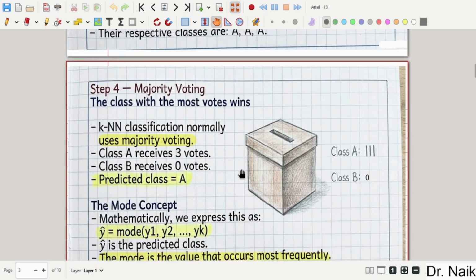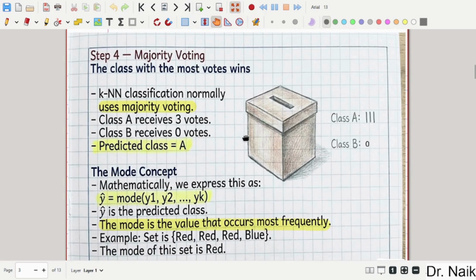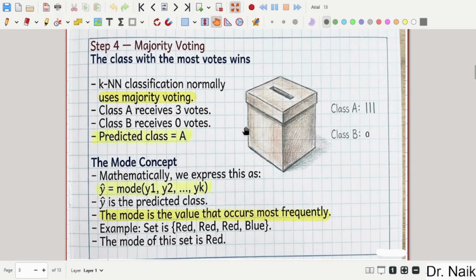So now understand the concept of majority voting. KNN classification normally uses majority voting. Majority voting means class A receives 3 votes because all 3 training points belong to class A, and class B receives 0 votes because none of the training points belong to class B. So majority voting means we will predict the class which has the higher frequency. So we will predict that the new test point belongs to class A.